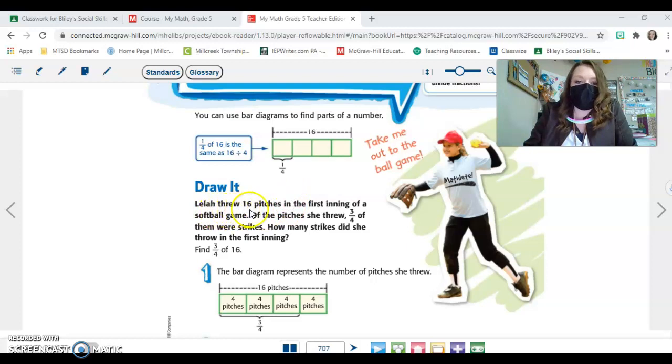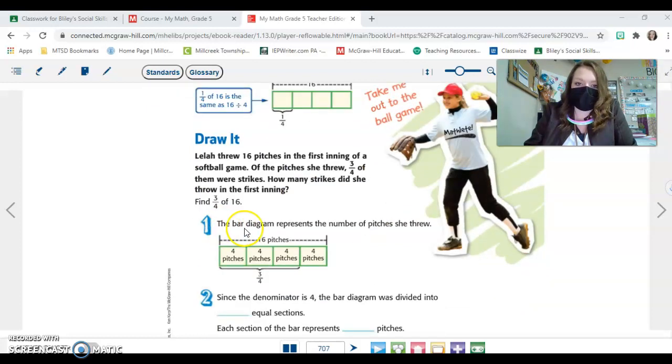It says, draw it. Leah threw 16 pitches in the first inning of the softball game. Of the pitches she threw, 3/4 of them were strikes. Whoa, she is fancy. How many strikes did she throw in the first inning? So we have to find 3/4 of 16. So what we're going to do is draw a bar diagram. This is going to be 16 in all, and we're going to put it into 4 sections.